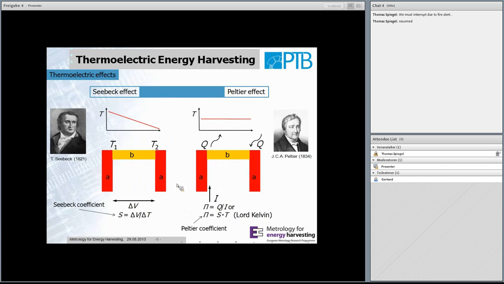Considering the Peltier effect, here we have connected also 2 dissimilar wires. Both junctions are at the same temperature, and if we close this circuit and the current is passing through this, then the electrons in, for instance, the material A transport another amount of chemical potential energy than in the material B, and therefore at this junction, when the electrons transfer from A to B, the excess of heat is given to the lattice, and this junction will heat up.